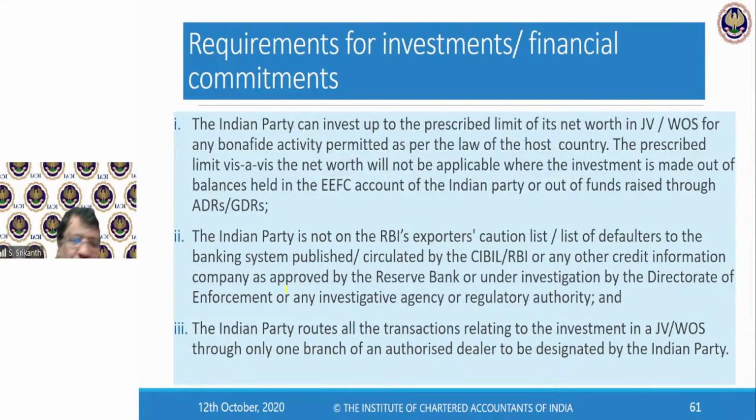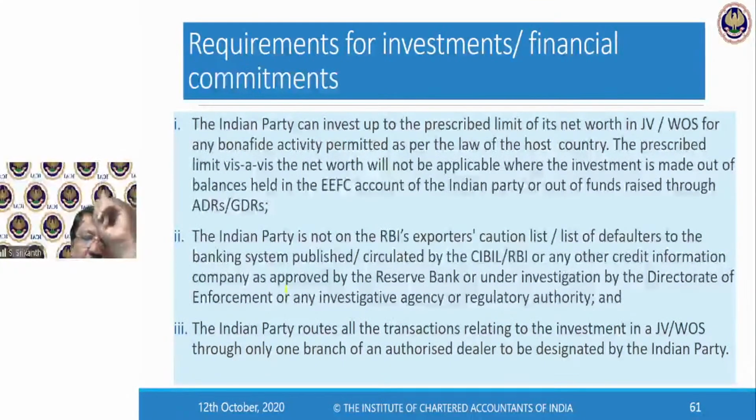ADR, GDR. Okay. So the Indian party is not on the RBI's exporters caution list, or the list of defaulters to the banking system circulated by the CIBIL, RBI and other credit information companies. So all that is part of the game. The Indian party routes all the transactions relating to investments in JVs or WOS through only one branch of an AD, to be designated by the Indian party. This branch is very, very powerful. Slowly they are moving you there.